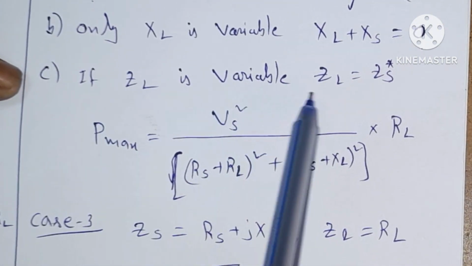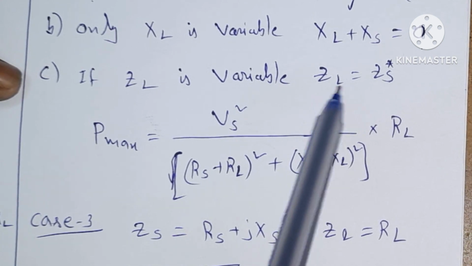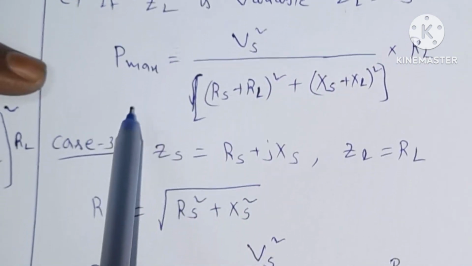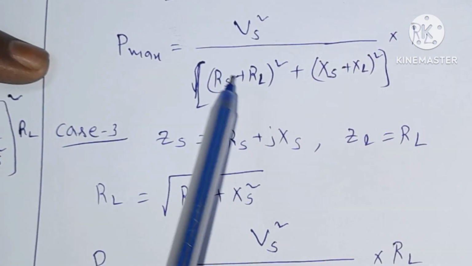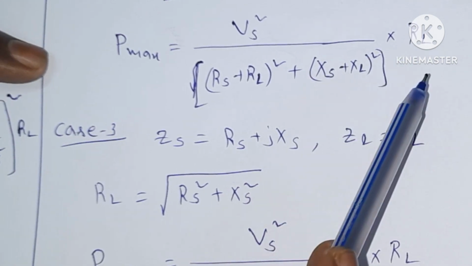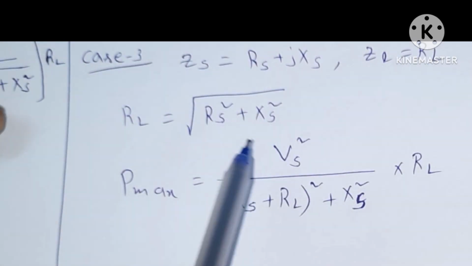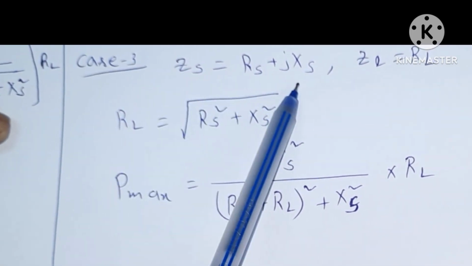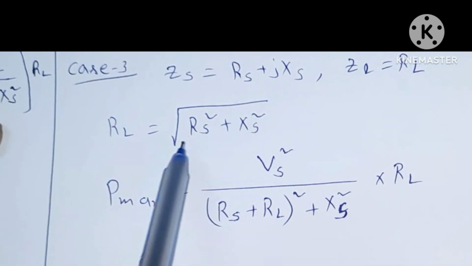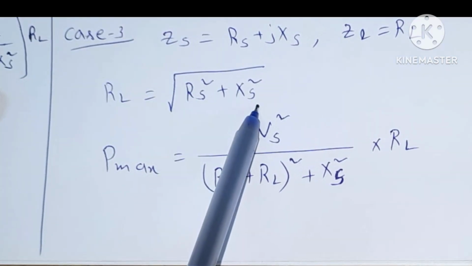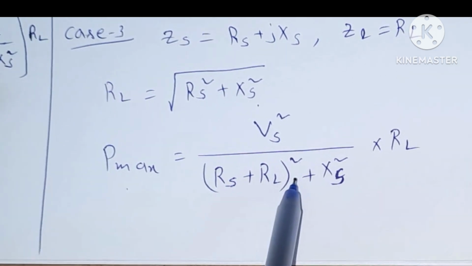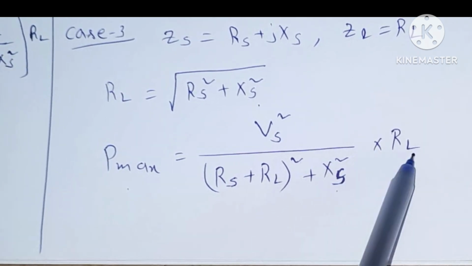If ZL is variable, the condition for maximum power transfer is ZL equal to ZS conjugate, and the maximum power is Vs square by ((RS plus RL) whole square plus (XS plus XL) whole square) into RL. The last case is if the source impedance is complex and the load impedance is pure resistance, then the condition for maximum power transfer is RL equal to square root of RS square plus XS square, and the maximum power is Vs square by ((RS plus RL) whole square plus XS square) into RL.